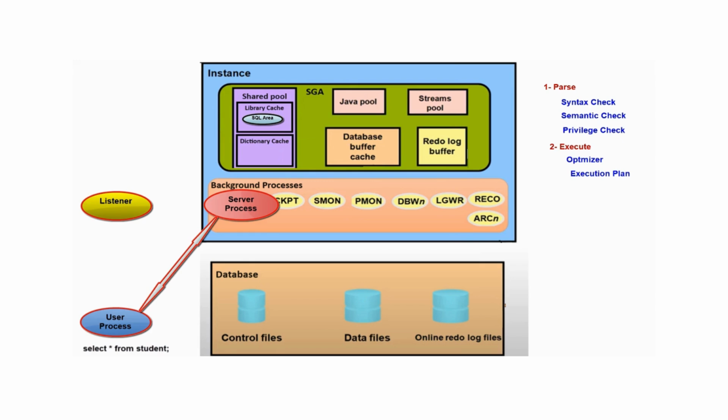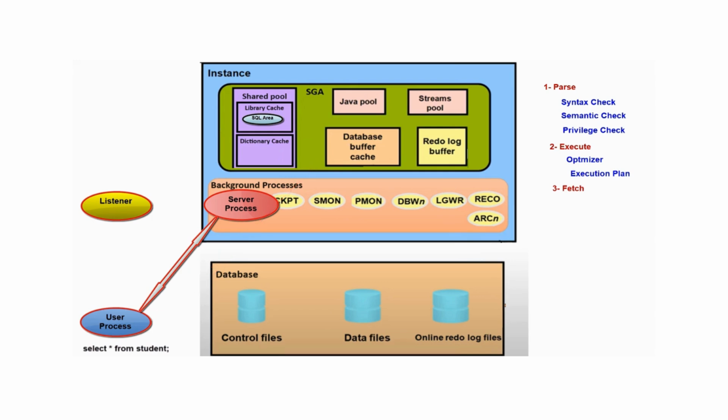where the server process brings all the blocks related to this query from the data file to the data buffer cache. Of course, if these blocks are already in the buffer cache, they are not brought again. After bringing this data into the buffer cache, a fetch is done for the data by the server process for the user, which is the last step. So the steps are parse, execute, fetch.